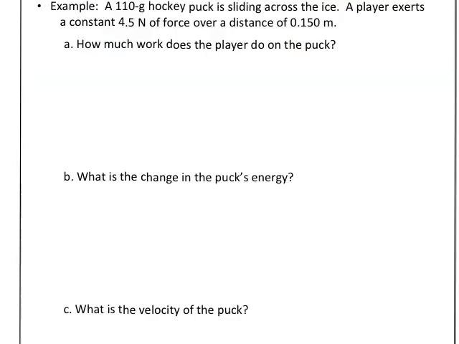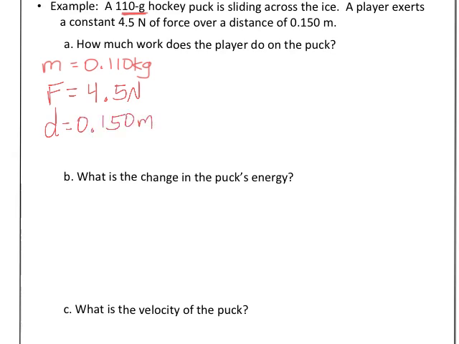We're going to start out with a 110-gram hockey puck. Notice that we need to change grams to kilograms for our mass. You should know by now that that means we're going to divide by 1,000. A player exerts a constant force of 4.5 newtons, and that will be over a distance of 0.150 meters. Now we are asked to find how much work is done.